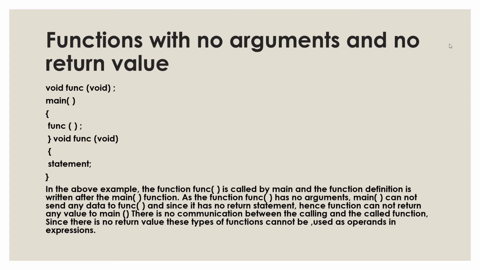In this example, the function func is called by main and the function definition is written outside the main function. As the function has no arguments, main cannot send any data to the function. Since it has no return statement, the function cannot return any value to main. So basically there is no communication between the called function and the calling function. Since there is no return value, these types of functions cannot be used as an operand in expressions.